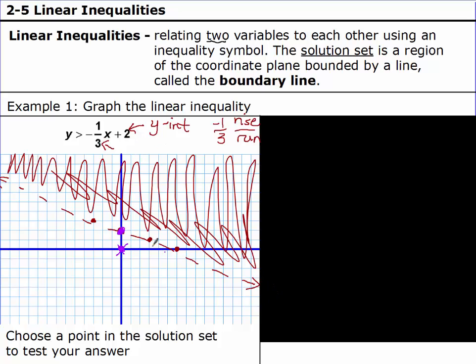When we draw a dotted line, the dotted line means that it doesn't count. That's not part of the set. So in this case, the point on the line would not work. If it was a solid line, if it was an equal to problem, then it would count. So it matters, that dotted line and solid line. You want your answer to be well within this shaded region, something like 0, 10 up here or something like that.